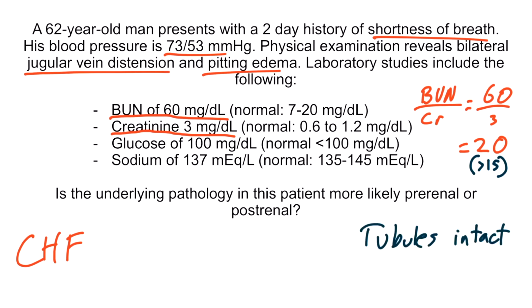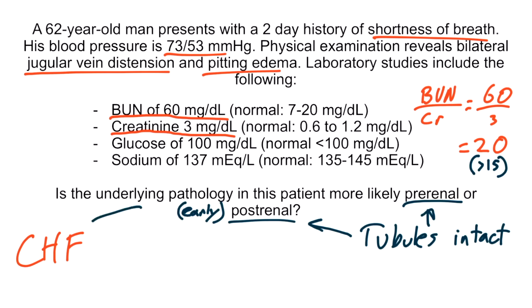So tubules are functioning. And when the tubules are functioning, we would expect pre-renal azotemia and post-renal azotemia. So the BUN to creatinine ratio doesn't tell us whether or not it's a pre-renal condition or an early post-renal condition. But the clinical symptoms tell us what's going on.